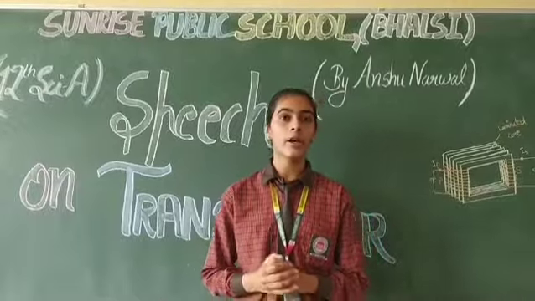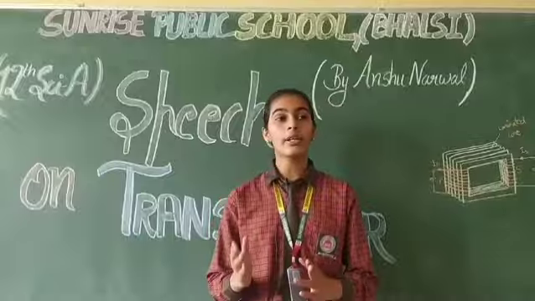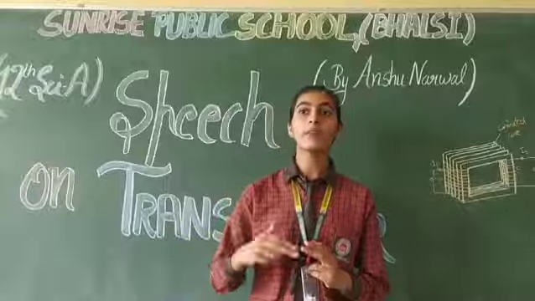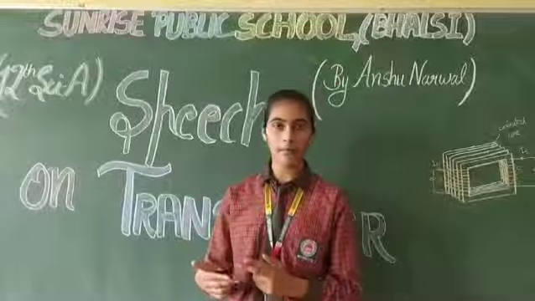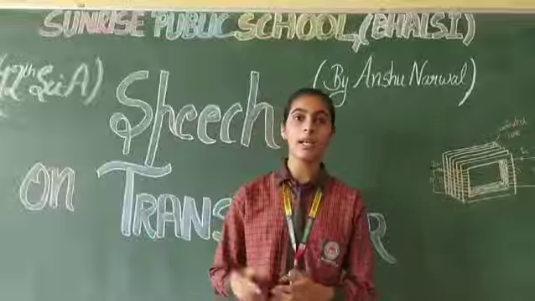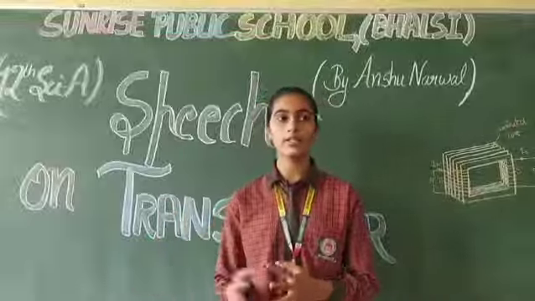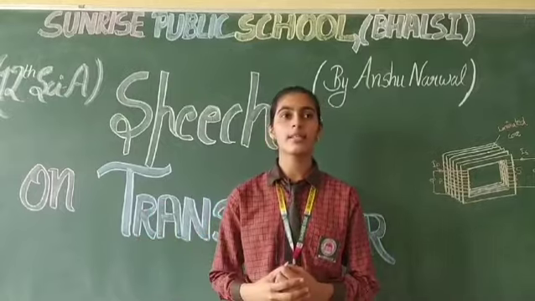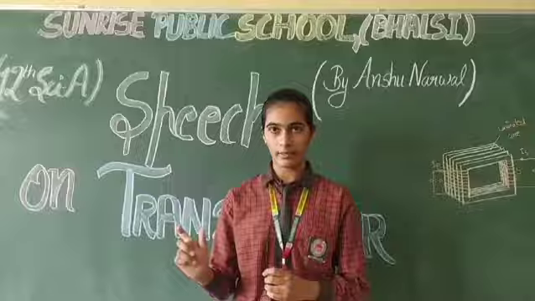Let's move to the theory of the transformer. When alternating EMF is applied across the primary coil, the voltage keeps on changing in the primary coil, and due to this, the magnetic flux also changes in the primary coil, and the magnetic flux gets linked with the secondary coil, and as a result, an induced EMF will be produced in the secondary coil through the soft iron core.